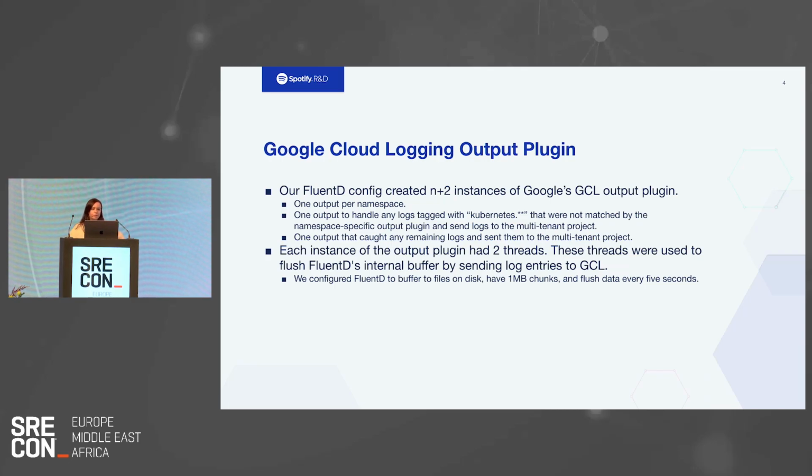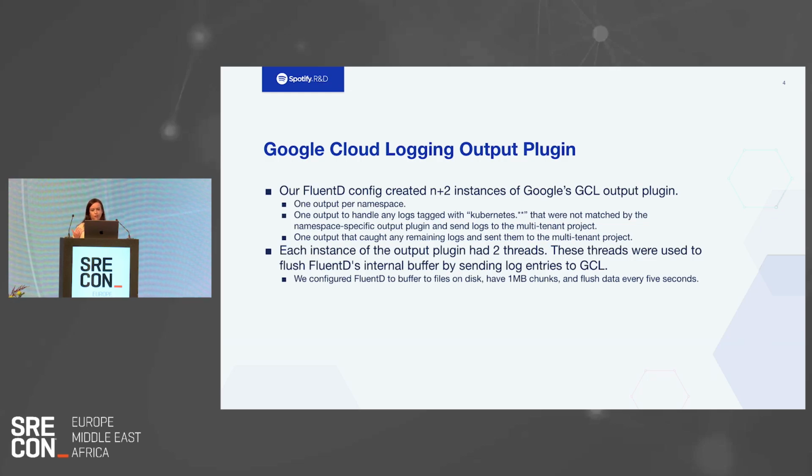So we had this Google Cloud Logging output plugin. Basically, this was a config file that had a mapping of the namespaces to the projects, and then in this config there was an n+2 amount of instances for each output plugin. So you had one to send the logs to their proper projects, depending on the namespace. You had one that just checked for this Kubernetes string and would send those to the multi-tenant project, and then you had one last output to just kind of collect whatever was left.